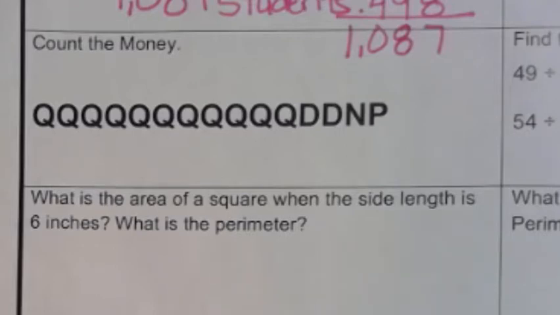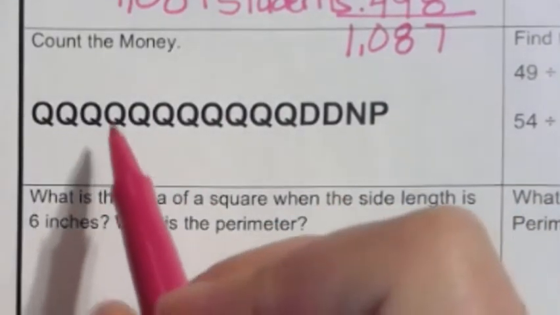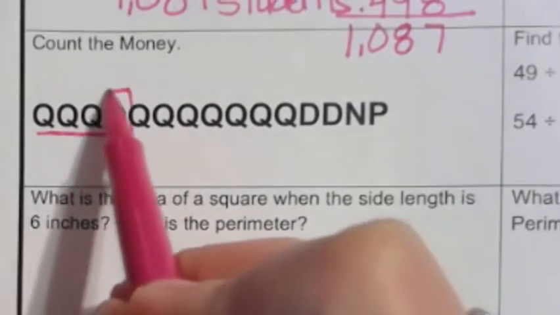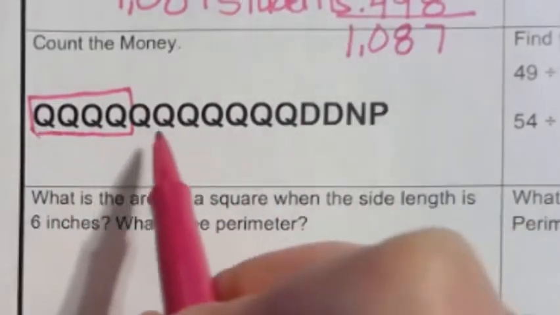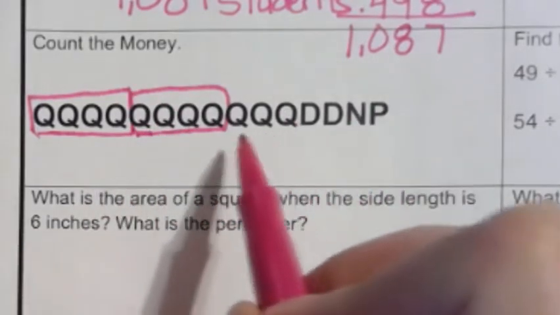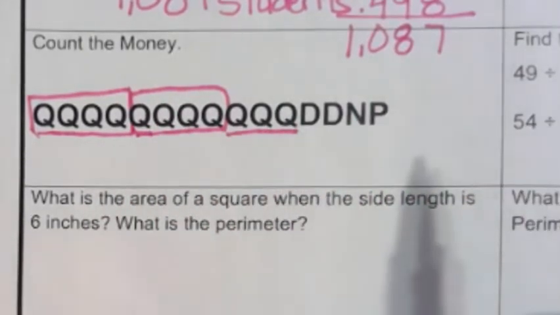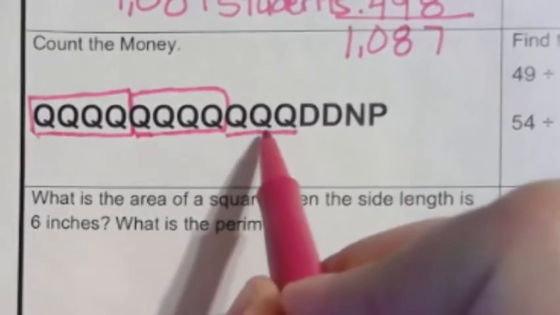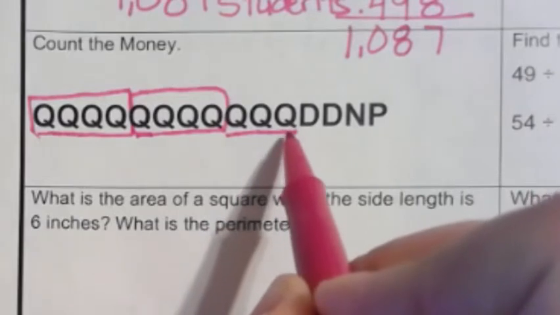Well, let's look at this. We have a lot of quarters, and we've talked about how many quarters make $1. So if I were going to do this, I would group my quarters. I would circle quarters in groups of how many? 4. It takes 4 quarters to make $1. So 1, 2, 3, 4. Okay. 1, 2, 3, 4. That's $2. Okay. And 1, 2, 3. How much is 3 quarters worth? 25, 50, 75. So we have 75 there.